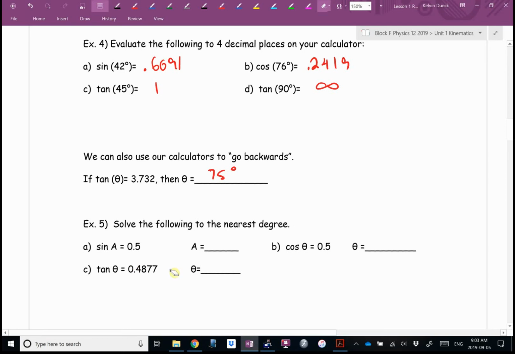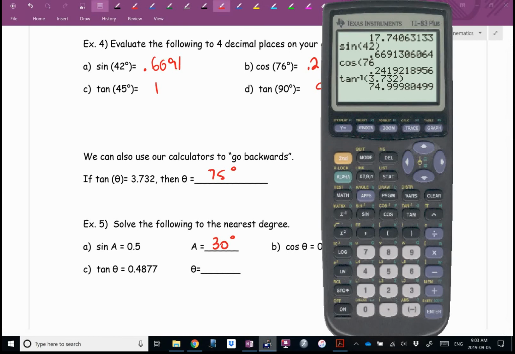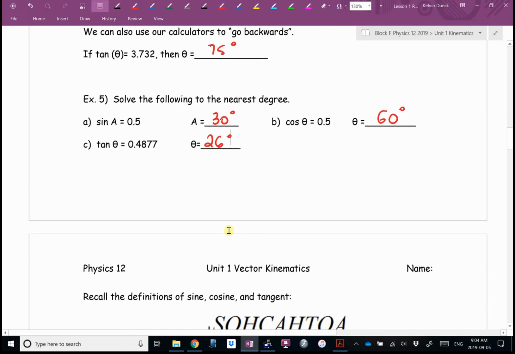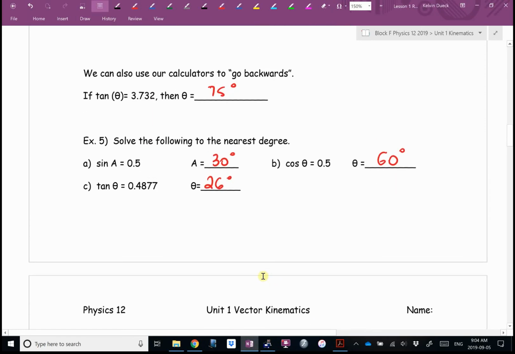So I have 3 questions here. It says solve the following to the nearest degree. If sine of angle A is 0.5, can you please go backwards and figure out what angle theta is? I actually have this one memorized. Try it. If cosine of theta is 0.5, can you go backwards? I have this one memorized as well, but I don't have tangent memorized. And hopefully you got 30, 60, and 26, 25.99, 26 degrees, right?